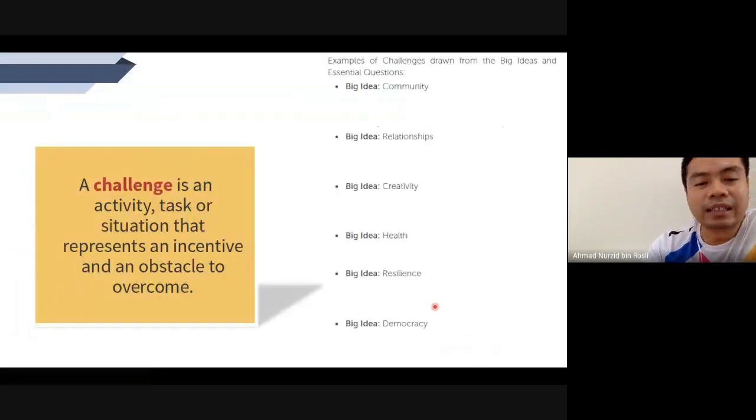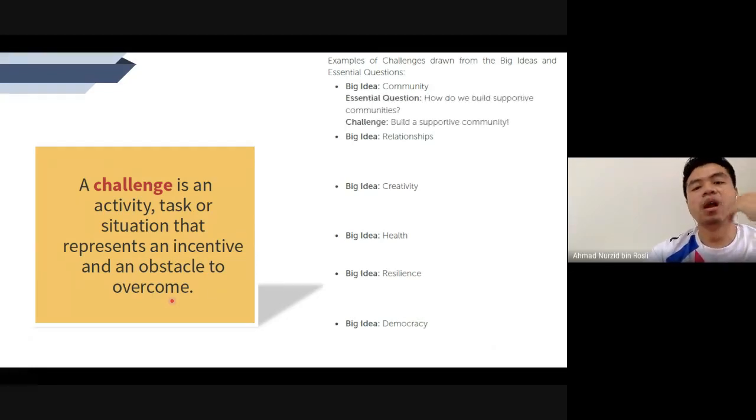Alright? Actually, what is a challenge? A challenge is an activity, task or situation that represents an incentive or an obstacle to overcome. For example, just now we already discussed the essential idea. Now we move forward to the challenge. All right. Talking about challenge, the first one, community. Just now we were talking about community as a big idea. Essential question as how do we build supportive communities, and the challenge is build supportive communities.